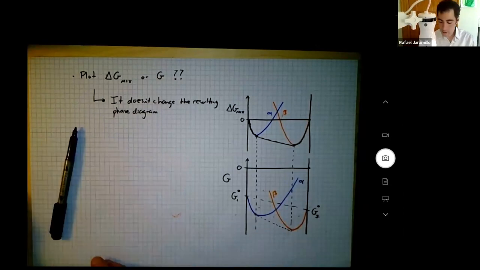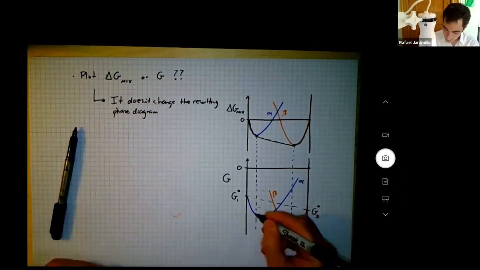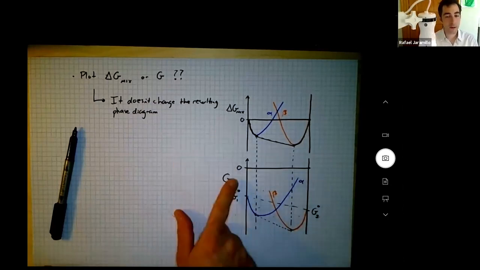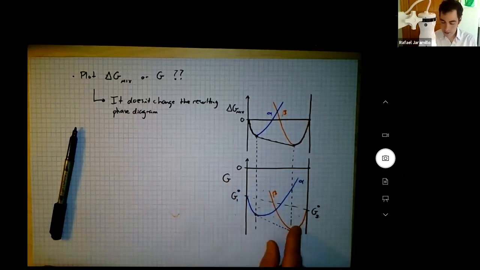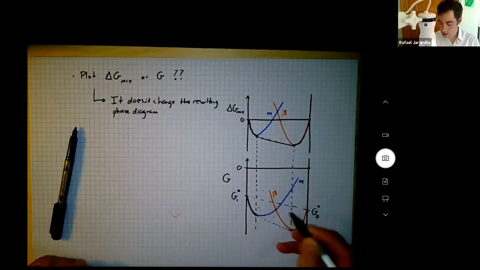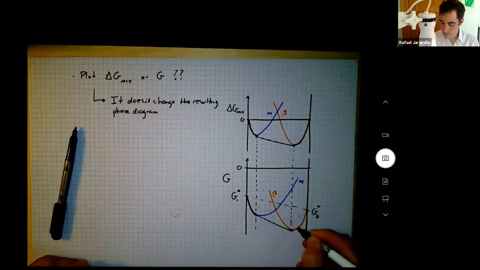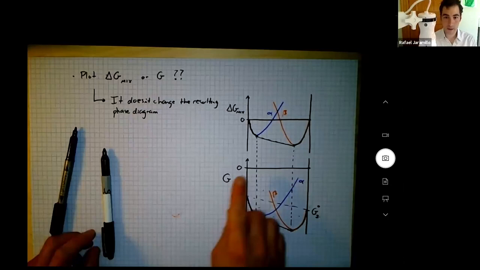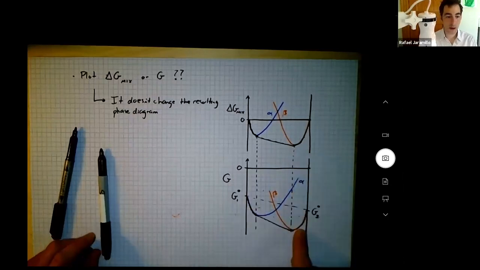The important point, and of course I cheated a little bit because I did the drawing so that it would work out, is that whether you plot delta G of mix or the total Gibbs free energy does not change the resulting common tangent construction. Specifically, it doesn't change the compositions that are at equilibrium at this temperature. It's the same two compositions.